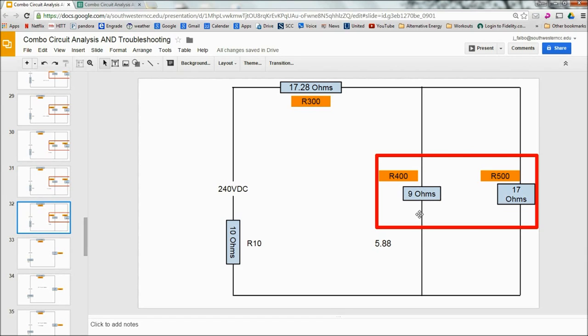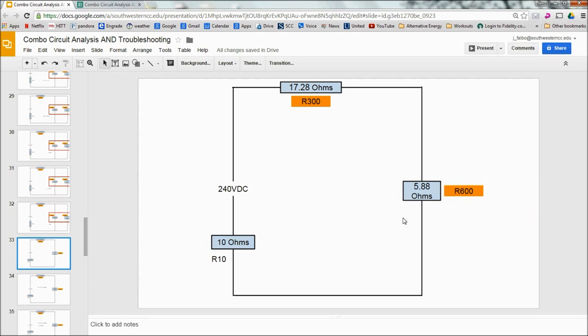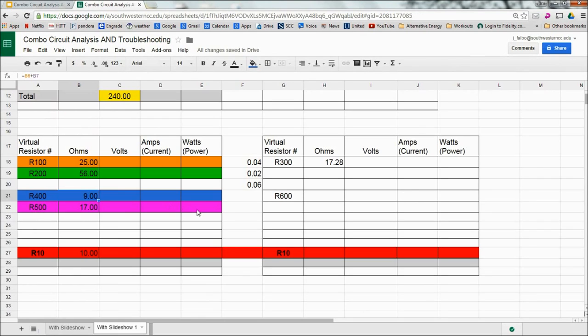Total resistance in a parallel circuit is always lower than the lowest resistance. Our lowest resistance is 9. Our answer is 5.88. Looks like we're on the right track. And then we're going to give this a virtual identifier of 600. So there's our 5.88 ohms. We are done simplifying this circuit because we've narrowed it down to a series circuit. Now let's look at the rest of our spreadsheet here.